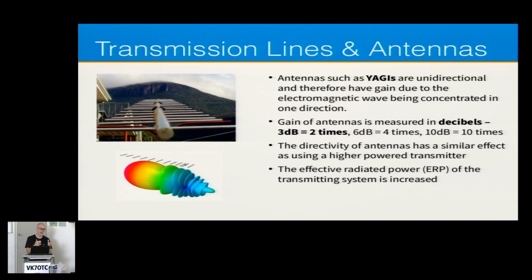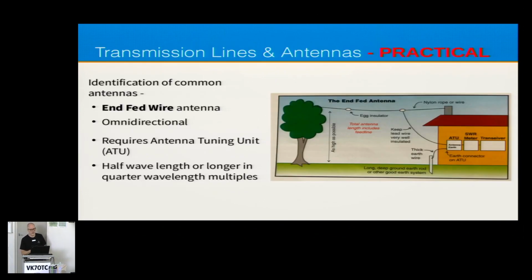But it's this concept that the power you're putting into the antenna can be directed in a particular way, and that's where the concept of gain is introduced. If it's just a dipole, you might get a bit of gain in the donut direction, but it's not really that much. So the effective radiated power (ERP) of the transmitting system is increased, and that's within your license. You can well and truly do that.